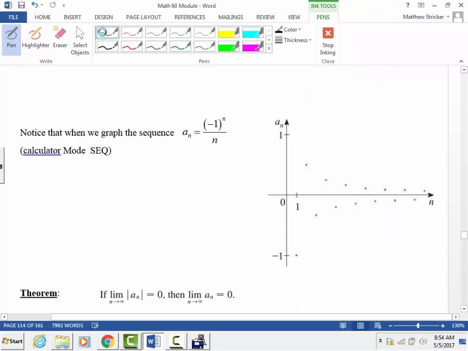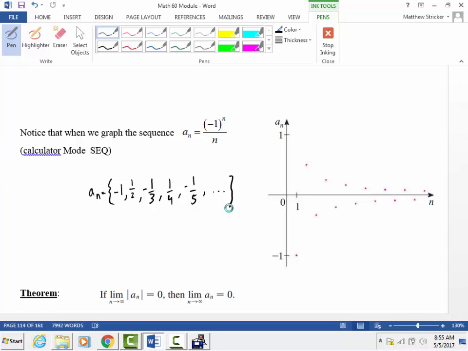Okay, so we could see that a sub n is equal to: the first term is -1, then we go to +1/2, -1/3, +1/4, -1/5, and so on. Now, looking at that graph, this is basically what we saw in the calculator, something like this.